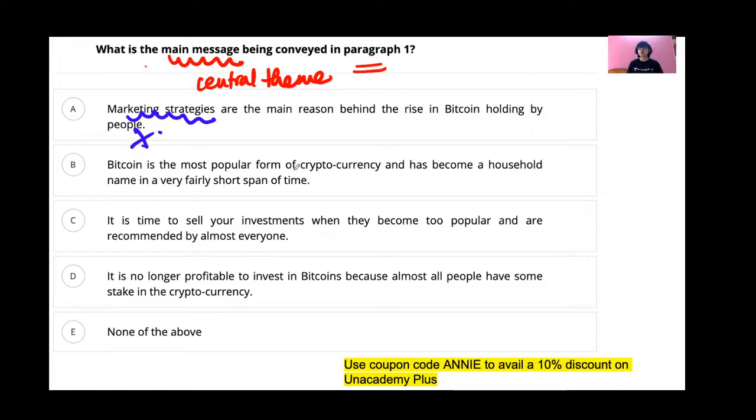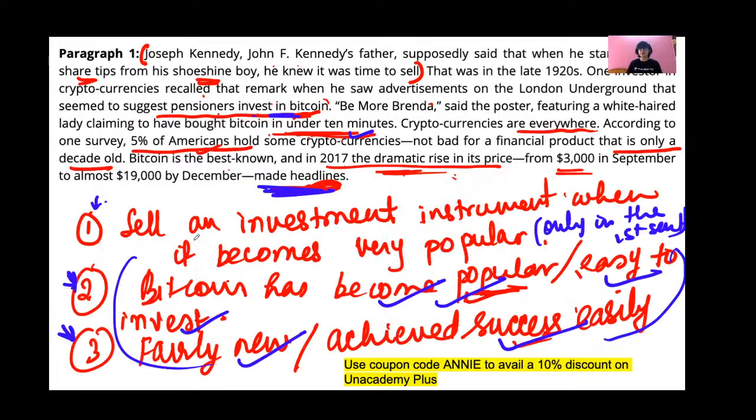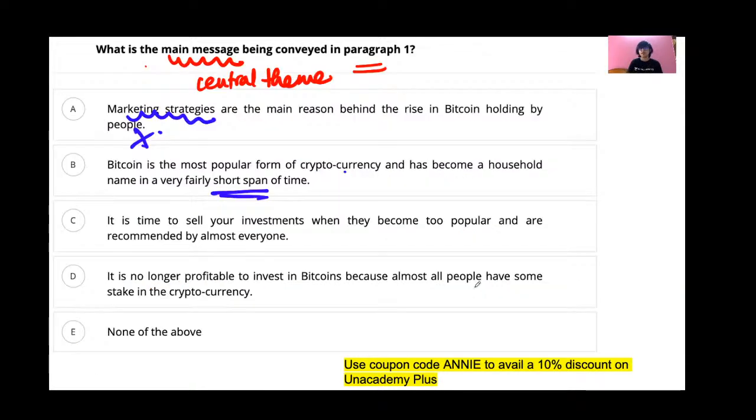Bitcoin is the most popular form of cryptocurrency and has become a household name in fairly short span of time. Yes, this is your right answer. Why? Fairly short span of time. Let's go to the previous slides. See, fairly new. How can we say fairly new? Only a decade old. And it has become very popular, which means it has become a household name. Okay, most popular cryptocurrency, and has become a household name in fairly short span of time. So this is your right answer.